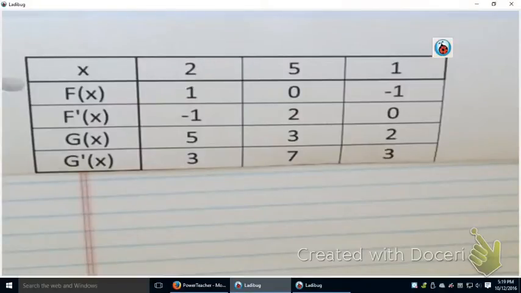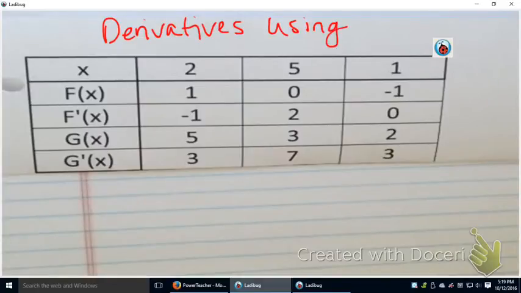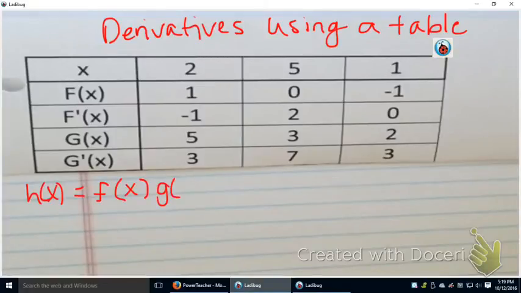So here is a table, and we are going to start by finding derivatives using a table. So we're still dealing with all of our rules, but instead of looking at an equation, we're looking at a table. So let's say that h of x is f of x times g of x, and we want to find h prime of 5.